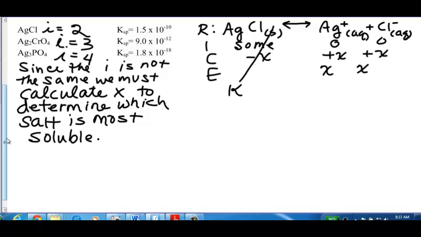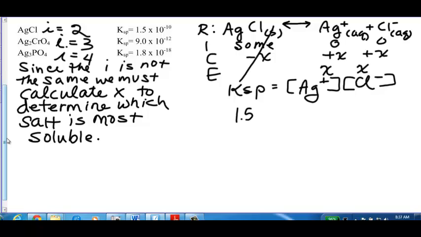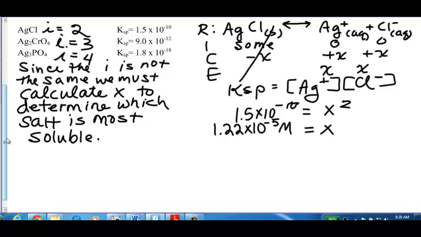So our KSP equals our concentration of silver ions times our concentration of chloride ions. That's 1.5 times 10 to the negative 10th equals x squared. And so if you solve for your x, you should get for silver chloride 1.22 times 10 to the negative 5th. So that's your solubility of silver chloride.